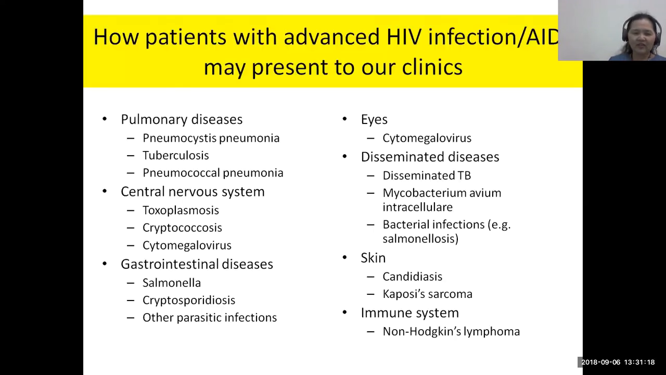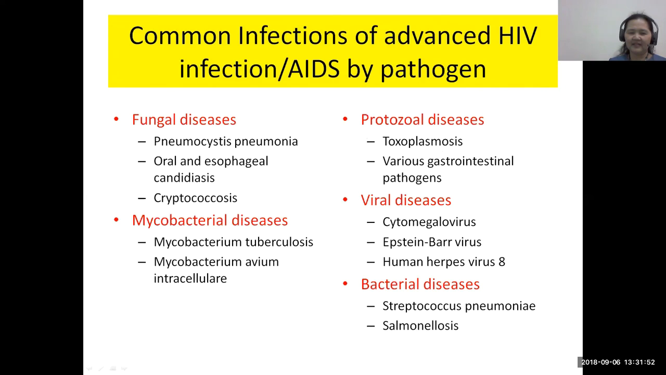Okay, so ito na yung mga summary slides ko. Yan. So, how they can present to our clinics, yan, depende on the organs involved. So, sa pulmonary, think PCP to TB and the usual pneumonia. Sa CNS, think crypto, CMV, toxo, TB. Sa GI, all of those parasites. Sa eyes, mainly CMV. Pag disseminated, think of TB or MOTT. Yan. Okay.